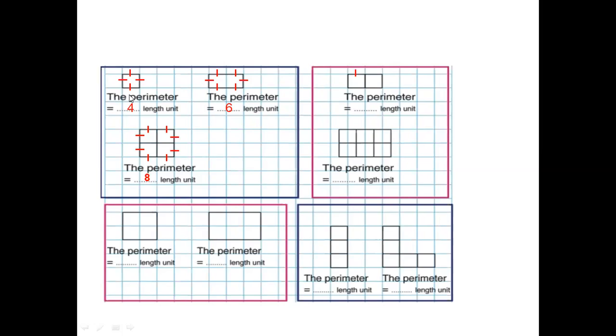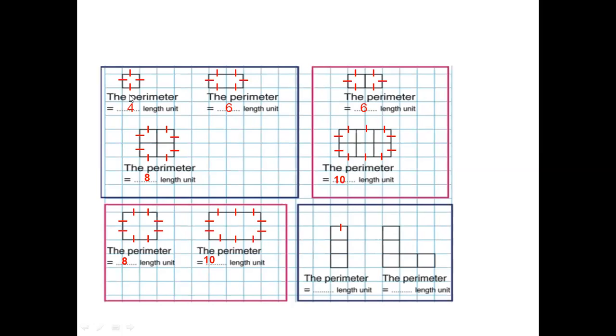Let's see this example also. 1, 2, 3, 4, 5, 6. This is 6. And this 1, 2, 3, 4, 5, 6, 7, 8, 9, 10. So it will be 10. So what do we do here? We count from outside. 1, 2, 3, 4, 5, 6, 7, 8. So it will be 8. Here 1, 2, 3, 4, 5, 6, 7, 8, 9, 10. So it will be 10.